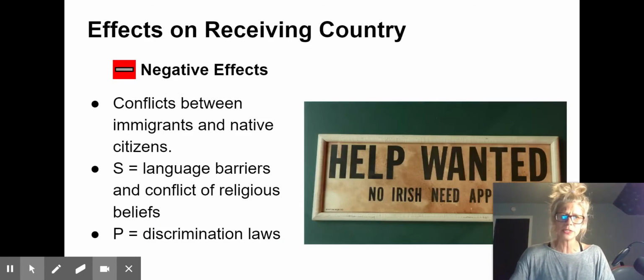All right, well, let's switch over to receiving countries. We're going to talk about negative issues. So this is where immigrants are coming into and those negative effects. And we're also going to talk about ESPN and how this applies as well.